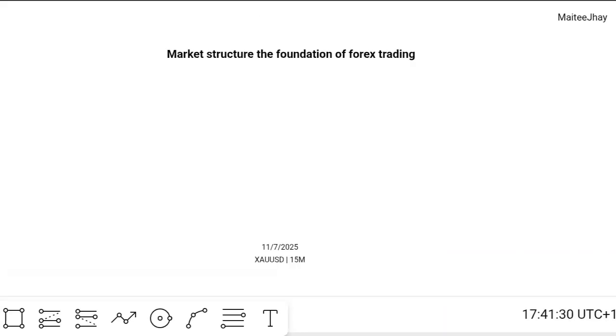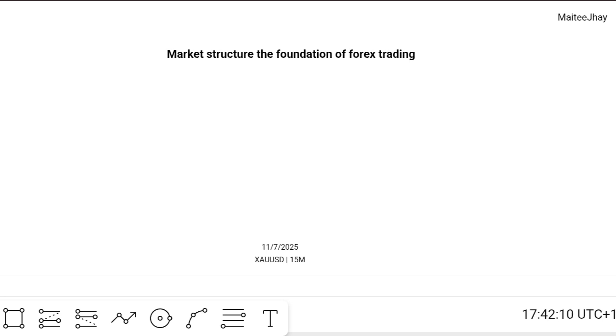Greetings guys, so quickly before you learn anything about entries, indicators or any complex strategy out there, the one thing that every trader must master and understand is market structure. This is the foundation of it all. So in today's class, I will be giving out the step-by-step breakdown so you can finally stop guessing and start trading with purpose. Okay?